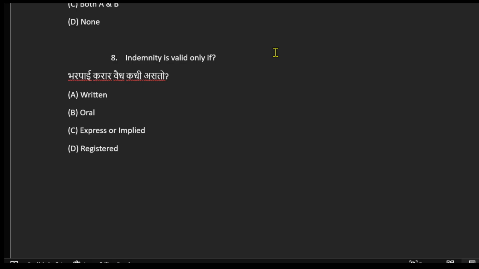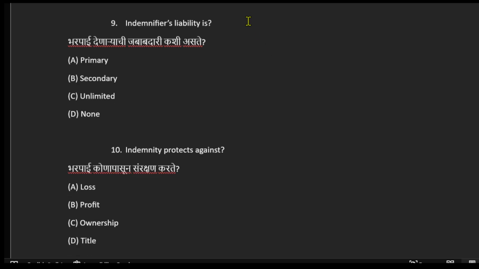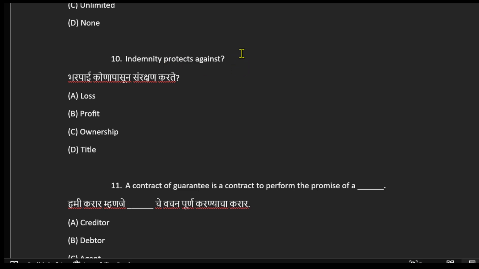8. Indemnity is valid only if express or implied. 9. Indemnity for liability is primary. 10. Indemnity protects against loss.